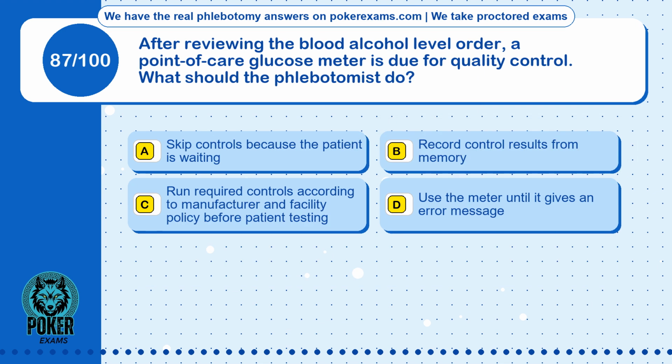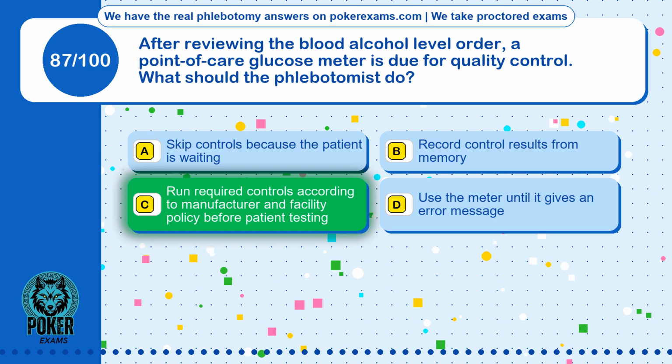Question 87. After reviewing the blood alcohol level order, a point-of-care glucose meter is due for quality control. What should the phlebotomist do? Option A. Skip controls because the patient is waiting. Option B. Record control results from memory. Option C. Run required controls according to manufacturer and facility policy before patient testing. Option D. Use the meter until it gives an error message.